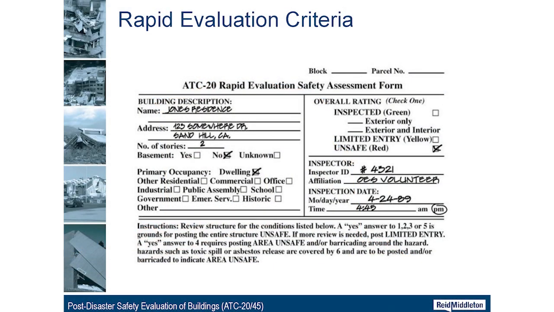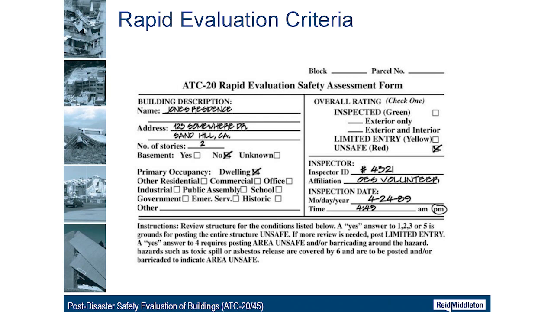To keep us moving, let's get to the form. I think you have a handout of the form. The slides here have a little bit different formatting to make them PowerPointified, but it's all the same content. A rapid evaluation assessment form: name and address, number of stories, this example is 2. Is there a basement? Yes, no, or unknown. The primary occupancy of the building, they have a number of sample options: residential, commercial, dwelling, school, government, historic, other. The overall rating.